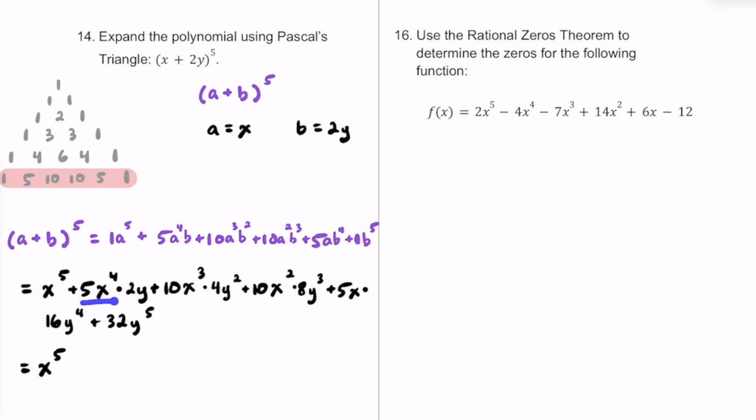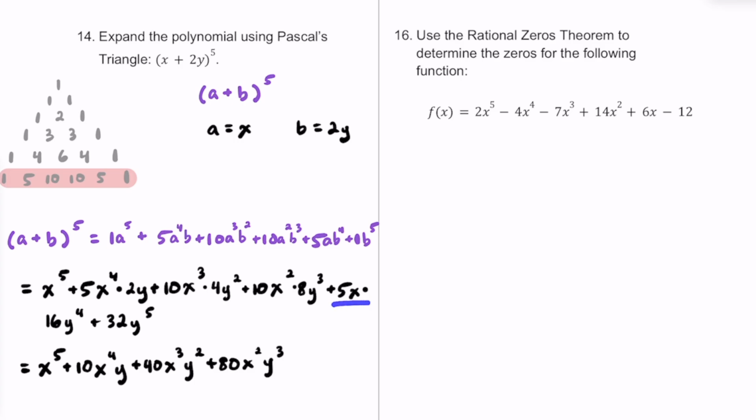For this term of 5x to the 4th power times 2y, 5 times 2 is 10, so we're going to have plus 10x to the 4th power times y. Plus, if we look at this next term, 10 times 4 is going to be 40, so we're going to say plus 40x to the 3rd power y squared. Plus, if we take this 10x squared times 8y cubed, 10 times 8 is going to be 80, so it's going to be plus 80x squared y to the 3rd power.